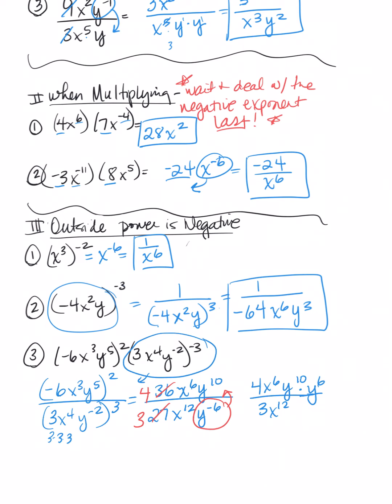Okay, now let's keep going. So the 4 over 3 is not going to reduce any further. So x to the 6th over x to the 12th. I can cancel out 6 of these, and that leaves 6 on the bottom. The y's, I'm going to add these because they're side by side. So it would be y to the 16th power. And this is as far as I can reduce this question.